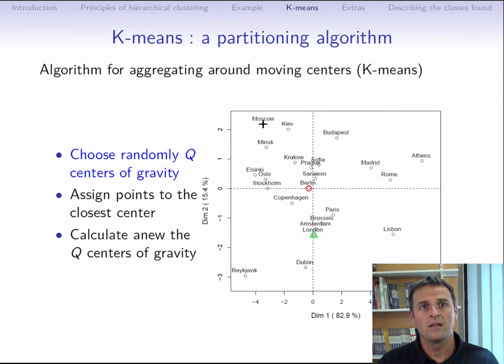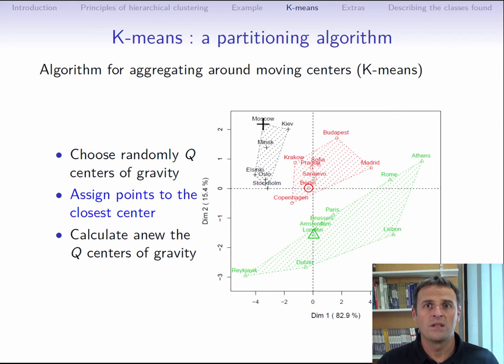Next, we associate each individual, each point, with the closest of the 3 centers. Here, all the red individuals are closer to Berlin than to Moscow or London. All those in black are closest to Moscow, and all those in green closest to London. Therefore, we have now divided the individuals into 3 classes, but it's not all over.